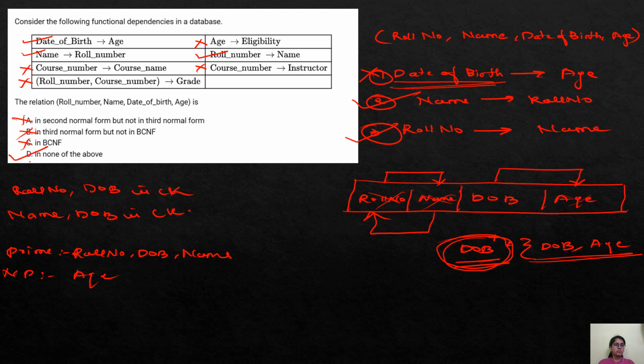So what is the correct option? D. In place of D, we can write it is in 1NF but not in 2NF. It is in 1NF but not in 2NF. So this is the correct answer.